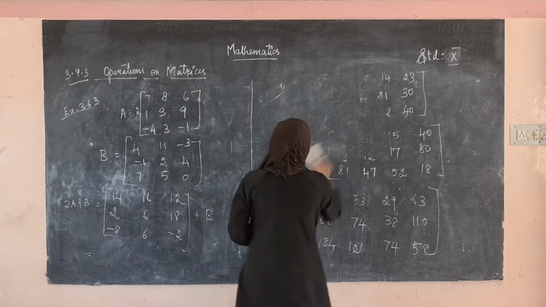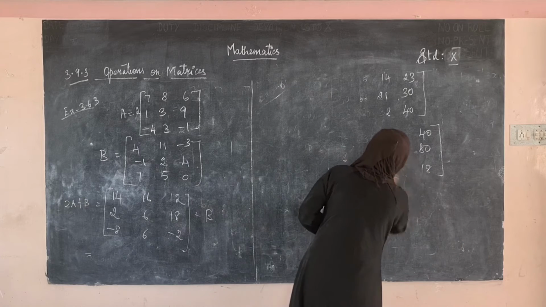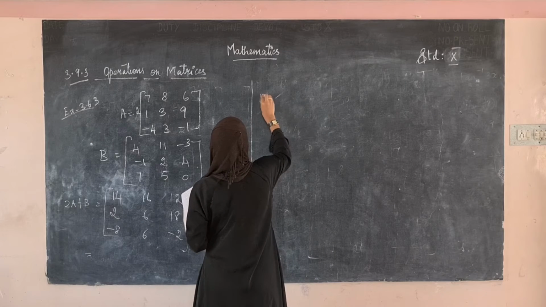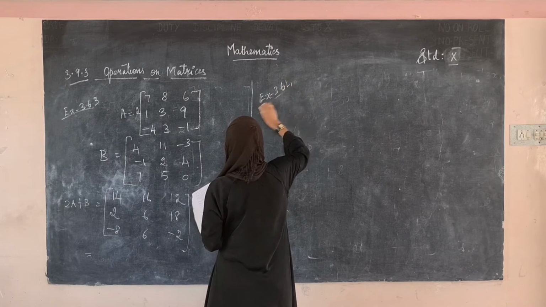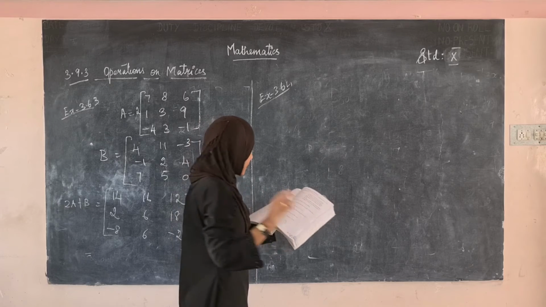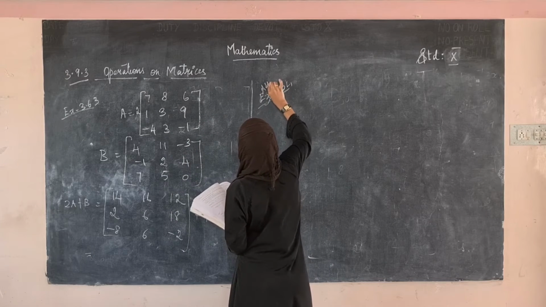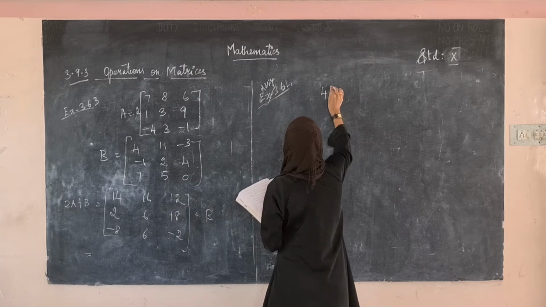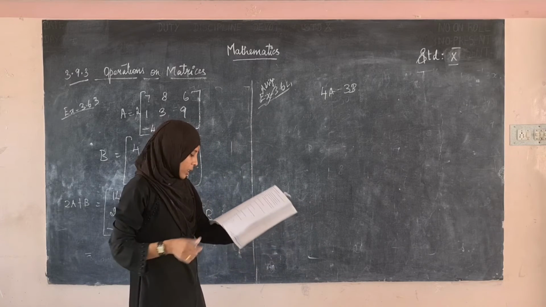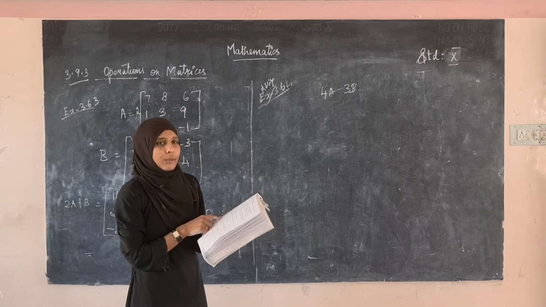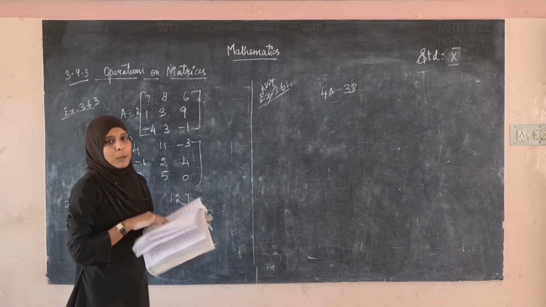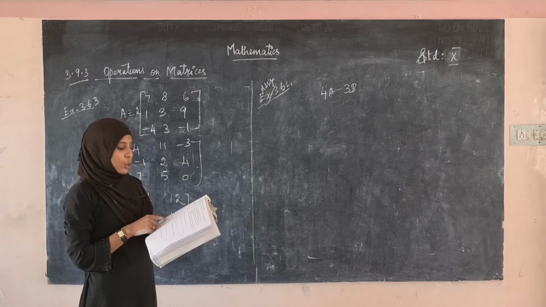Now let us see the next example, example number 3.64. They have given two matrices. We have to find 4A minus 3B. This is the assignment for you. 4A minus 3B should be found. Before that, we have to check the order of the matrix. The given order of the matrix is 3 cross 3 for both the matrices. Therefore, no problem. We have to multiply the given A matrix with 4. All the elements of A should be multiplied with 4 and all the elements of B should be multiplied with 3.